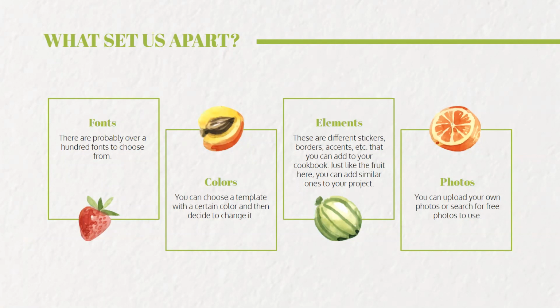Another thing is something called elements. These are different stickers or borders, accents, shapes, designs that you can use and add into your cookbook. So if you wanted something like how you see the fruit here, you can have something similar on your cookbook. And photos, which is another great alternative to using different elements. You can either insert a picture of your own. So if you have your own picture of a recipe that you've created, you can upload that. You can also search for free photos that Canva has provided for you as well.